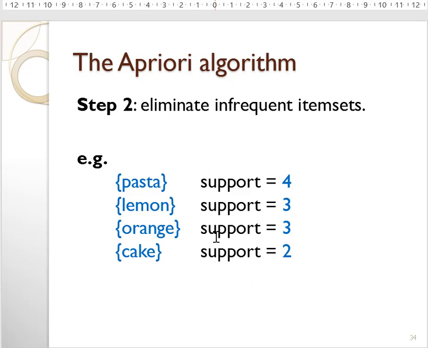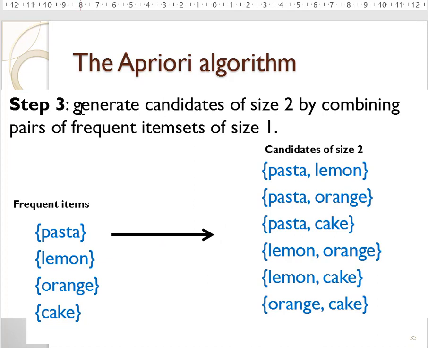Now we will continue. Using the item sets of size 1 that you can see here, we will look at the item sets of size 2. So this is step 3. We use the frequent items of size 1 and we combine them to obtain some item sets of size 2 that are candidates that maybe are frequent. We don't know yet.